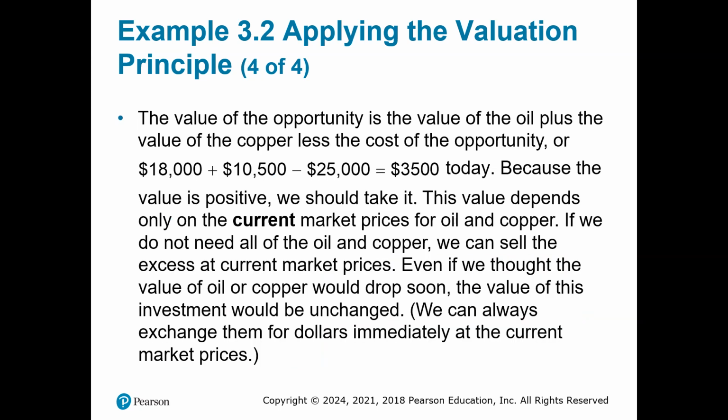The value of the opportunity is the value of the oil plus the value of the copper less the cost of the opportunity. So you have $18,000 plus the $10,500 minus $25,000, which will give you $3,500 today. Because your number is positive, you should take it.